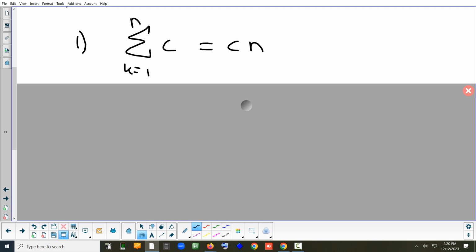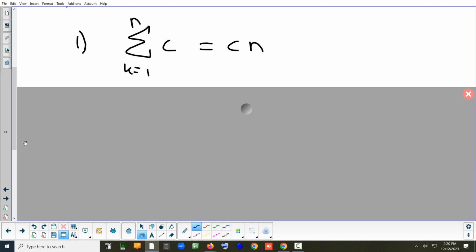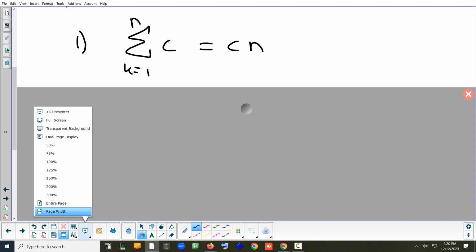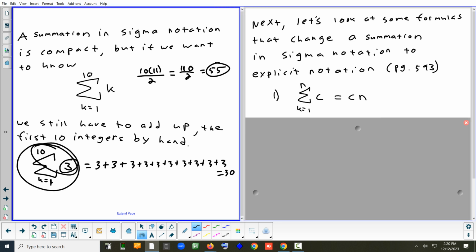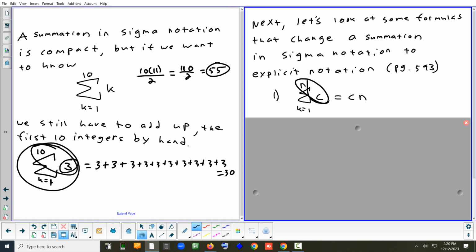Okay, so here's the first formula. If you want to add up a number n times, c represents a constant. Let me put the example back that we just had. In our example, n was 10 and c was 3. If you have something like this, the answer is just going to be the product of those two numbers, c times n. And that's only because there's no k on the right-hand side.